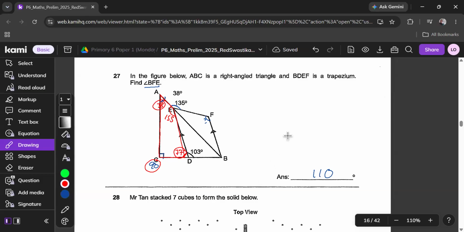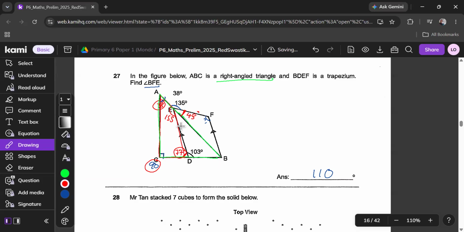Okay, and then what else can we do? Can you find this angle here? Why? There's a straight line. Did we assume? No, we didn't assume, because it's a right angle triangle. Every time there's a triangle, all the sides of the triangle are straight lines. So what's the angle here? 180 minus 135, 45 degrees.